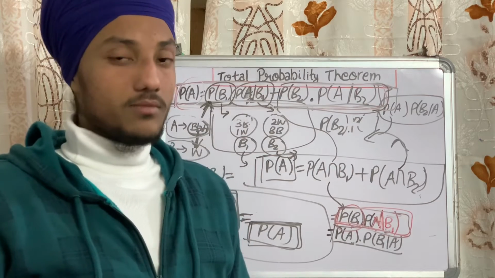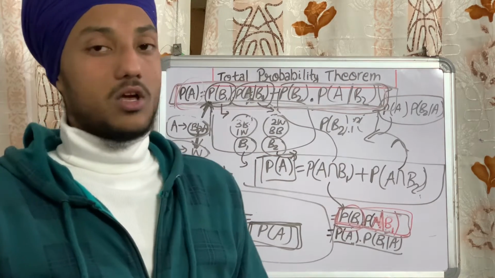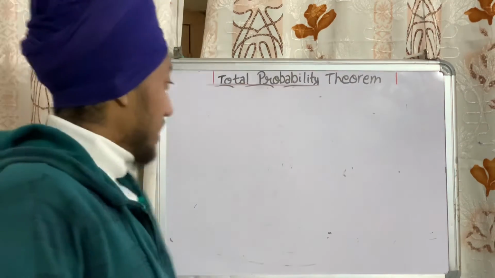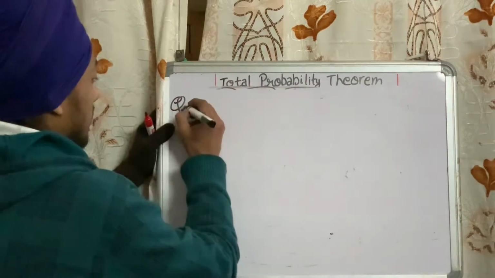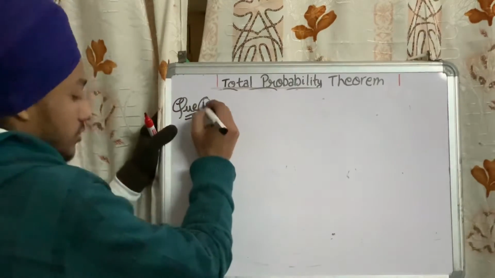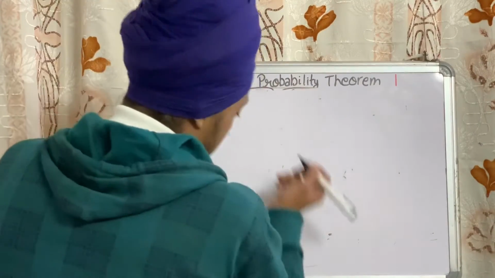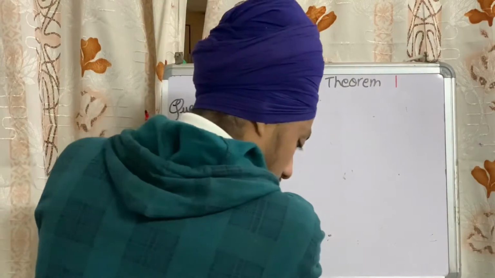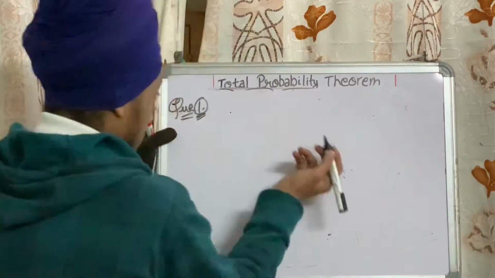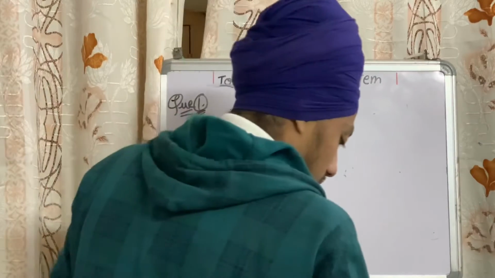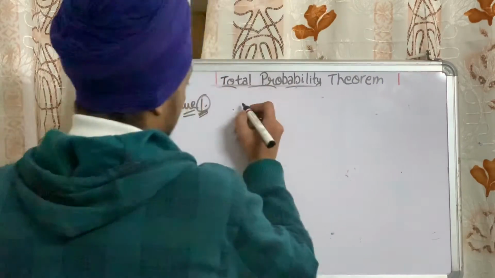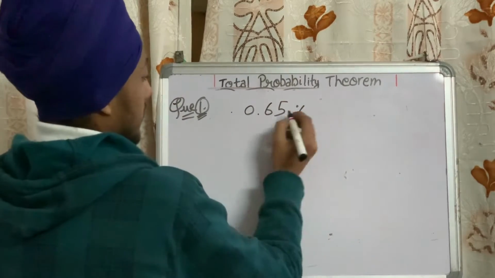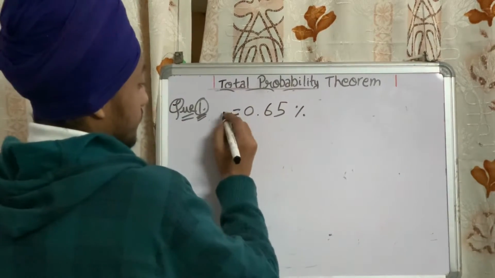But we have to find any one probability, which we will discuss in Bayes' theorem. Let's look at another example. Suppose we are given that a person has undertaken a construction job, and the probability that the work will be done is 0.65.